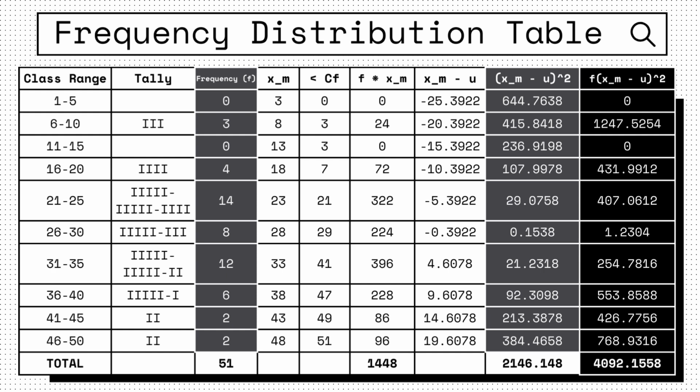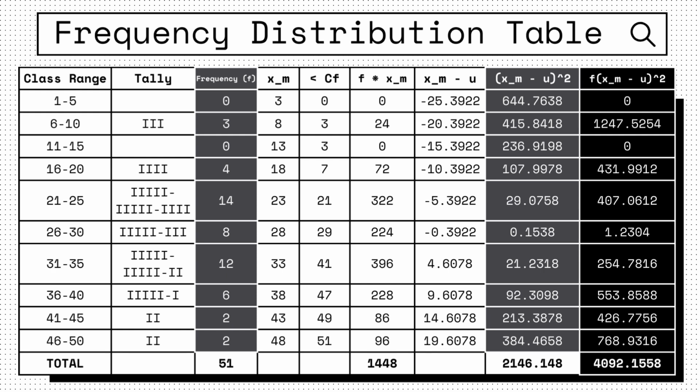For the fifth one, we have 14 times 29.0758, which is equal to 407.0612. For the sixth one, we have 8 times 0.1538, which is equal to 1.2304. For the seventh, we have 12 times 21.2318, which is equal to 254.7816.